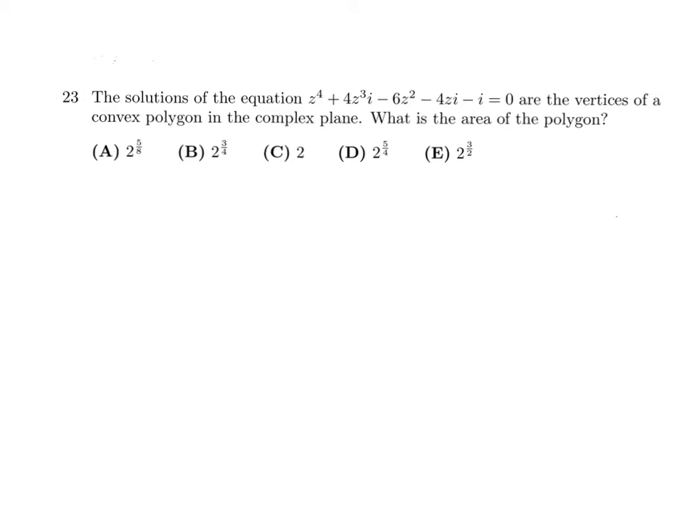So it says the solutions of the equation, and then it's an equation in the complex numbers, are the vertices of a convex polygon in the complex plane. What is the area of the polygon? So, generally speaking, one fact that's important to know, and I will give you a quick crash course in some trigonometric forms of complex numbers.